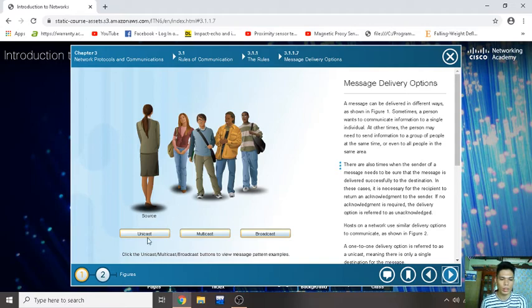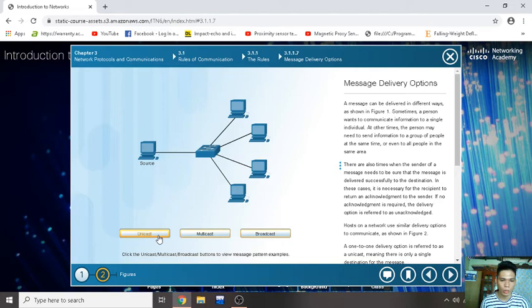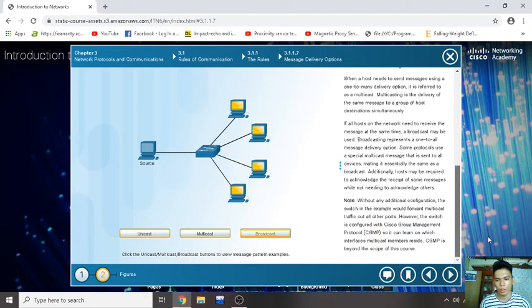So first is the unicast. Unicast is directed to only one person, and multicast is to only two, or you can see in this we have two messages, and broadcast, all will be sent the message of this teacher. Next, in the computers, only one computer will be sent the message. Multicast with two will be sent, and the broadcast, all will be sent.